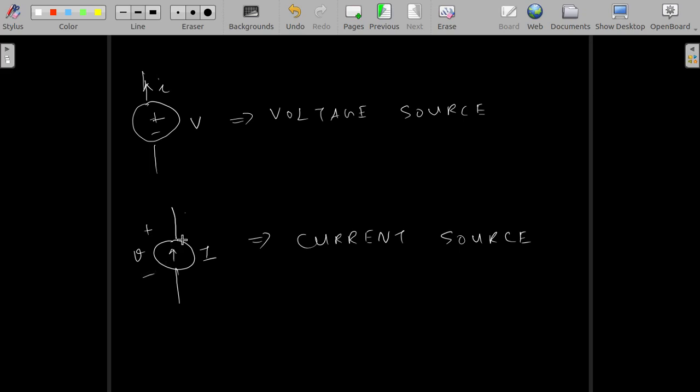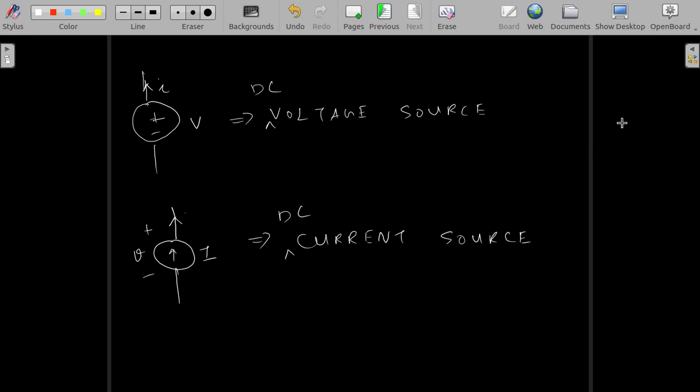Again, this arrow signifies the direction of the current. So the current will be going like this. And again, this is in keeping with the previous notation that we discussed about sources, that is, the current leaves from the higher potential point. So this is a DC voltage source or a DC current source.